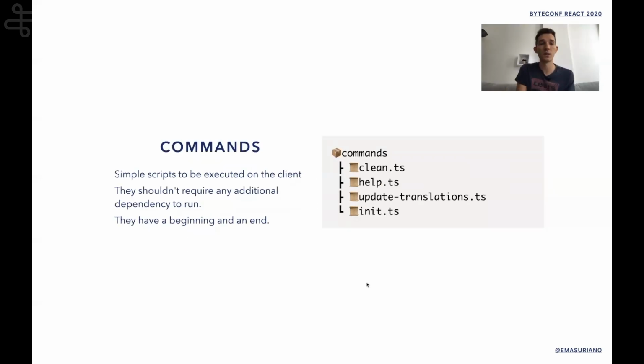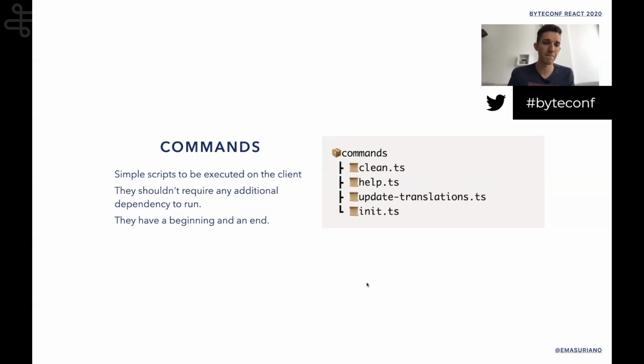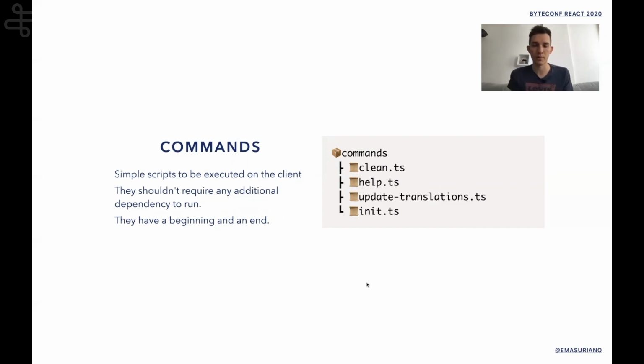So commands. Commands are simple scripts to be executed on the client. They shouldn't require any additional dependency to run, and they have a beginning and an end. What does it mean when I say they shouldn't require any additional dependencies? Commands can use any node-specific dependency, like fs for accessing the file system, path, exec, all of process; they can easily use it.